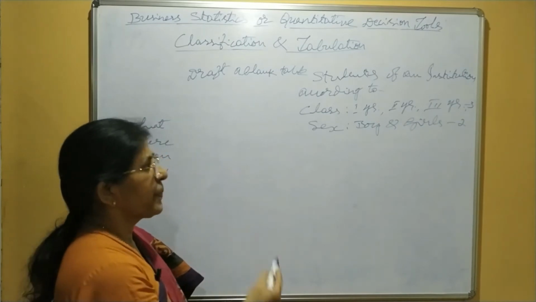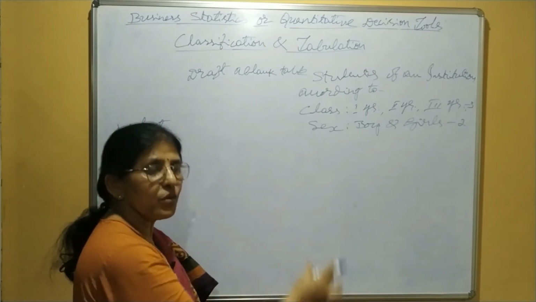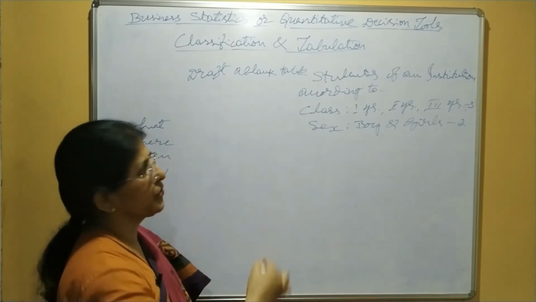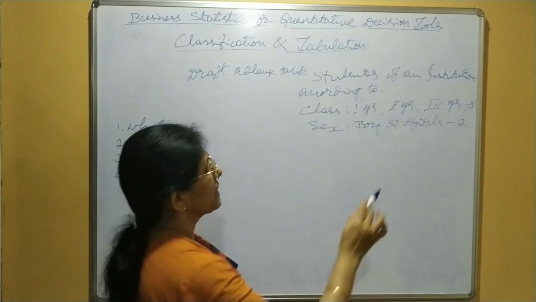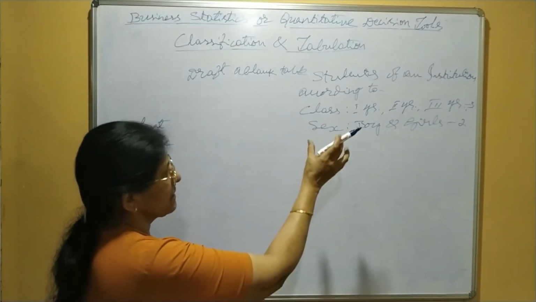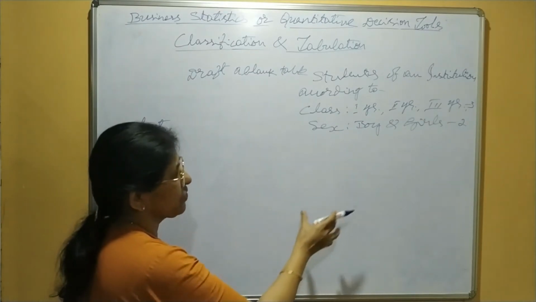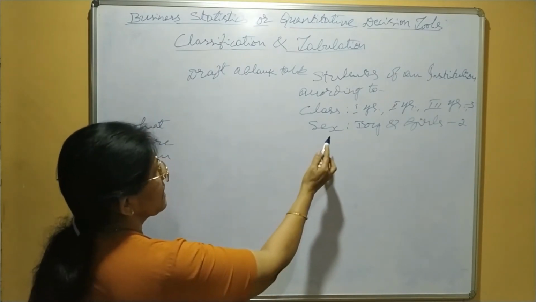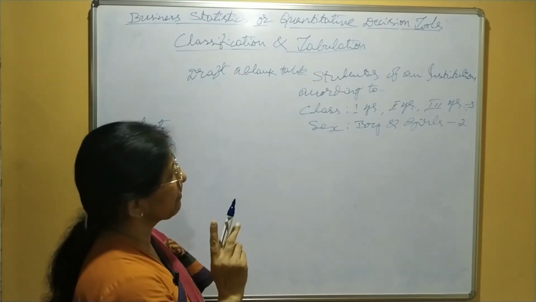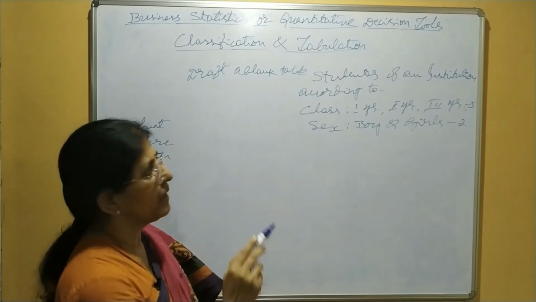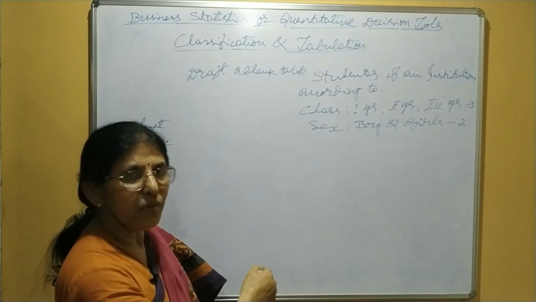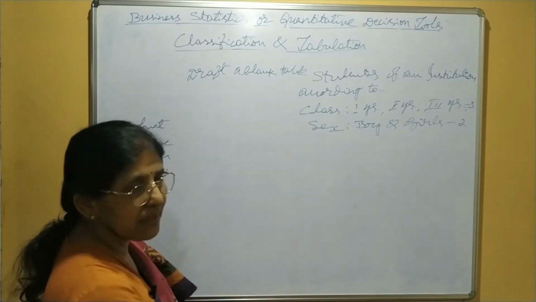Usually we prefer more number of aspects to columns, comparatively lesser number of aspects to rows. Therefore, by keeping in mind that there are more aspects in case of class, the characteristic class has to be taken to columns, and the characteristic sex has to be taken to rows. When only 2 characteristics are given, we take one characteristic to columns and another one to rows. Now that we have decided this first.